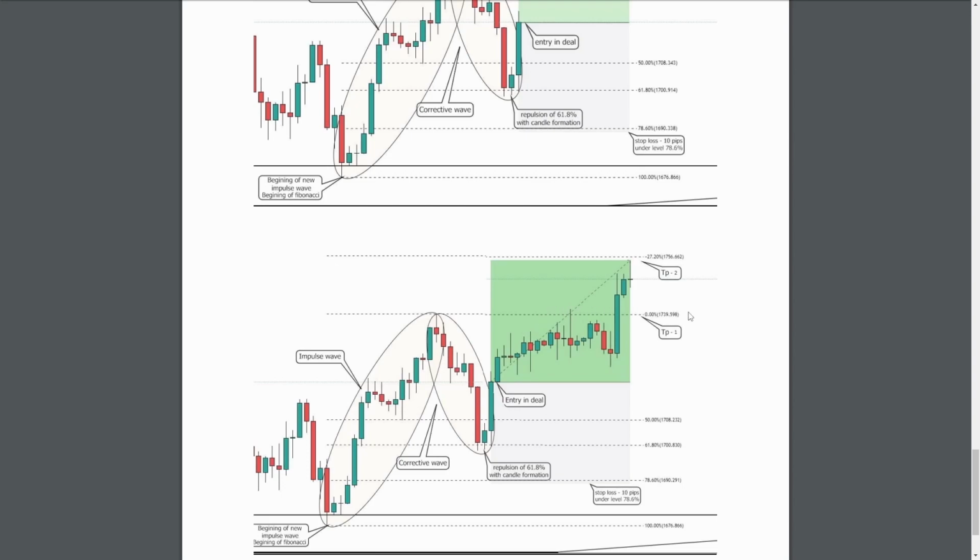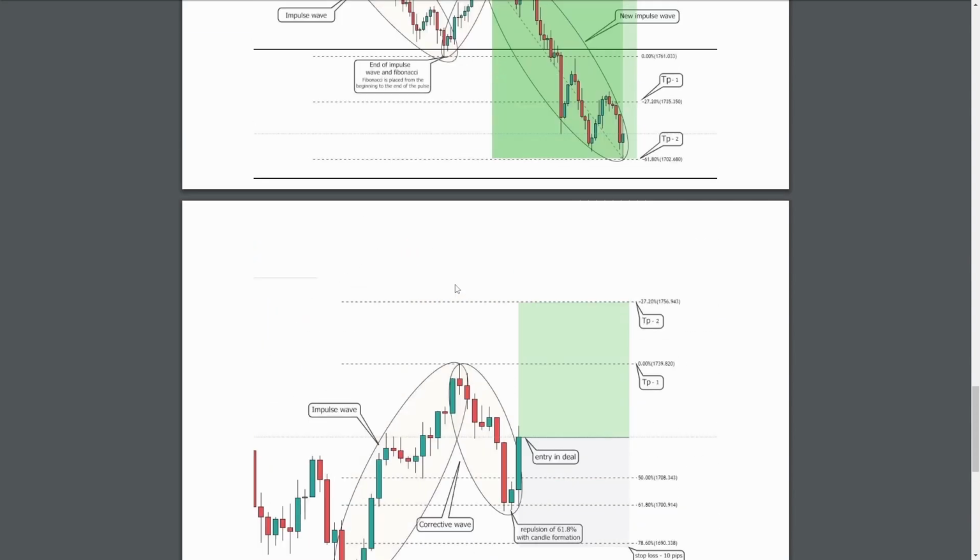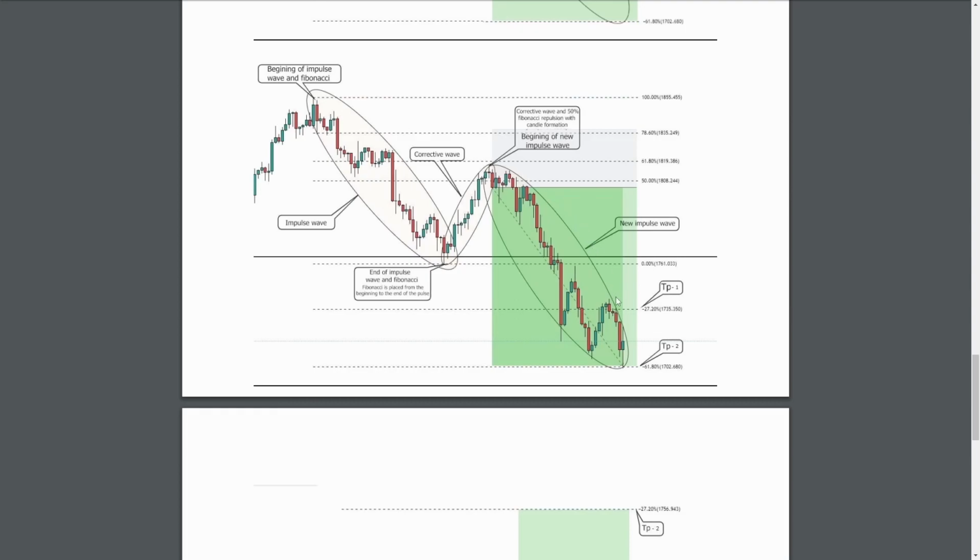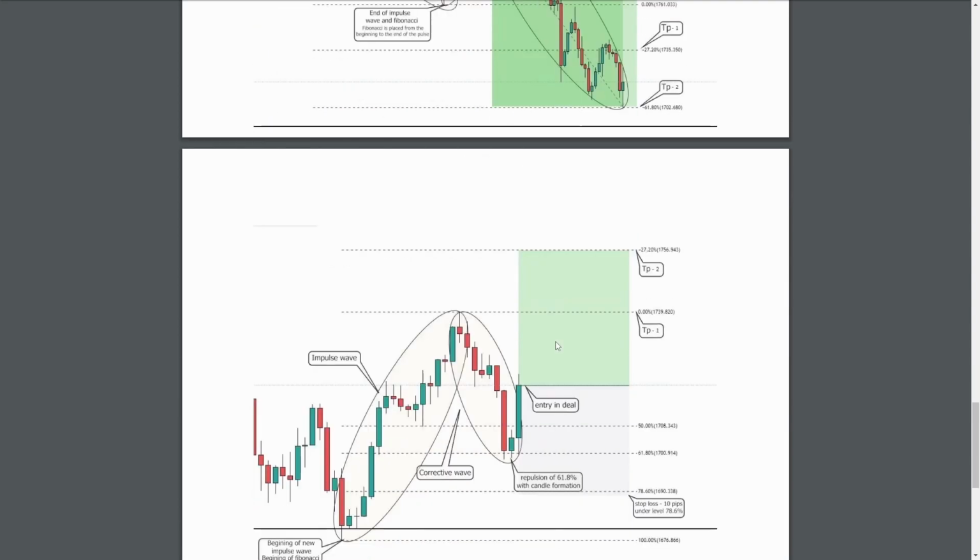I want you to notice that when we have a repulsion of 50, take profit 2 is 61.8 and take profit 1 is 27.2. And when we have a repulsion of 61.8, then take profit 1 is level 0 or the front tops, and take profit 2 is 27.2 by Fibonacci. Do you remember? I will summarize.